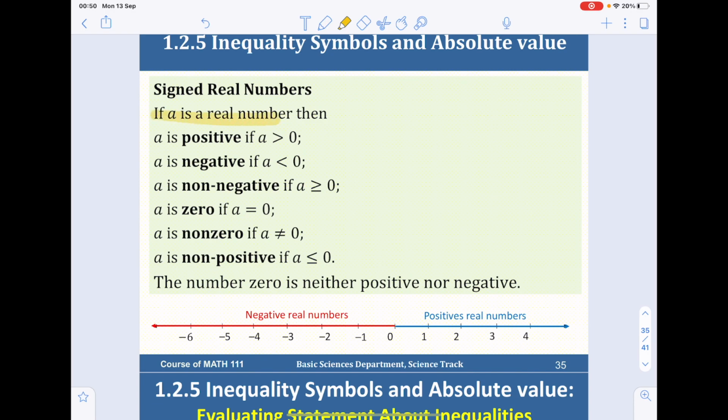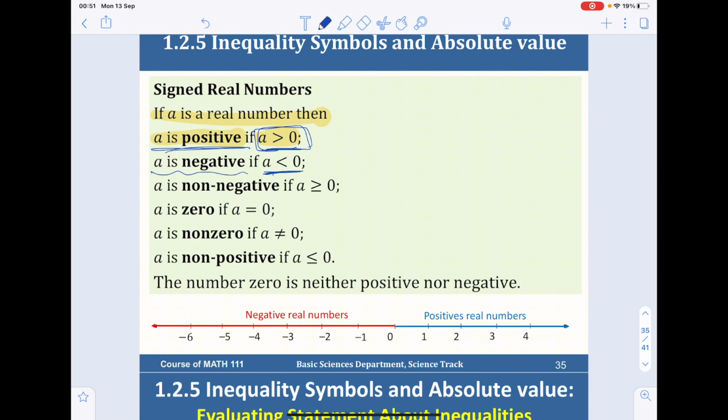If A is a real number, then A is positive if A is more than 0. Sometimes we need to put a condition, and usually in math we like to write things in symbols, not in a written sentence. So instead of writing "A is positive," we can write A more than 0. This phrase means that A is positive, but this inequality, A less than 0, means that A is negative.